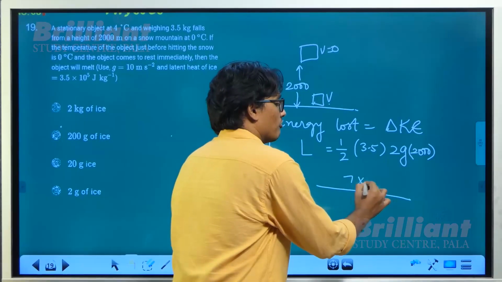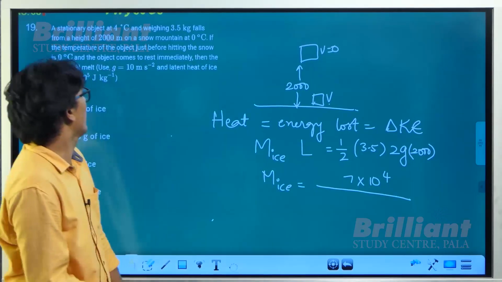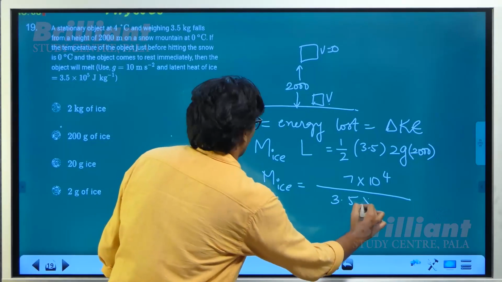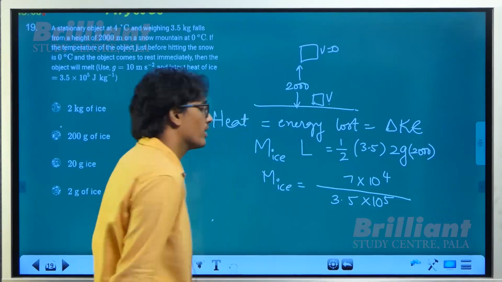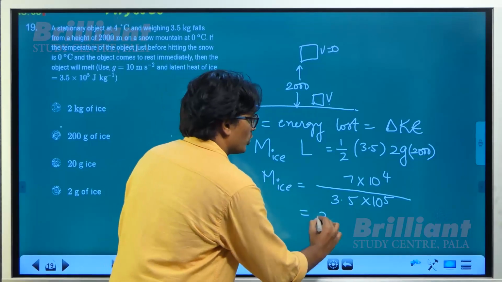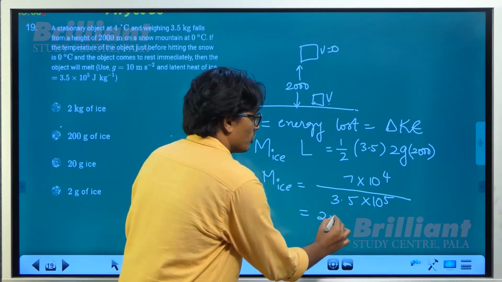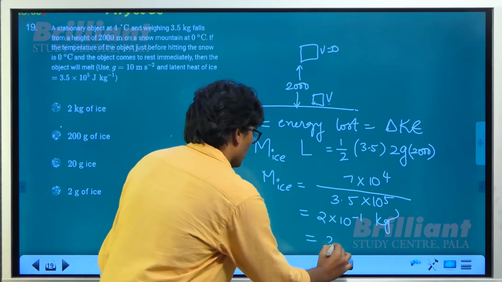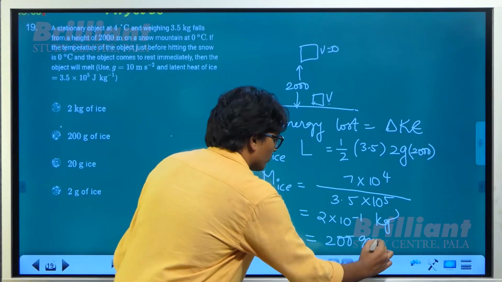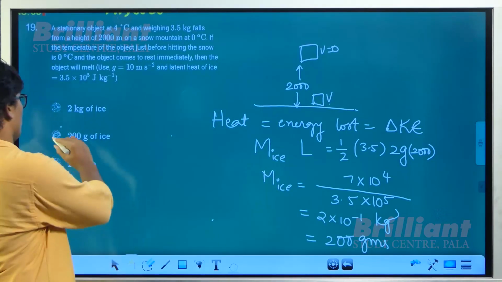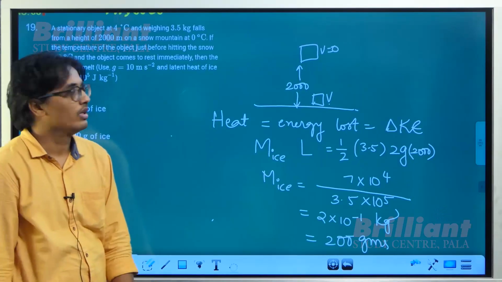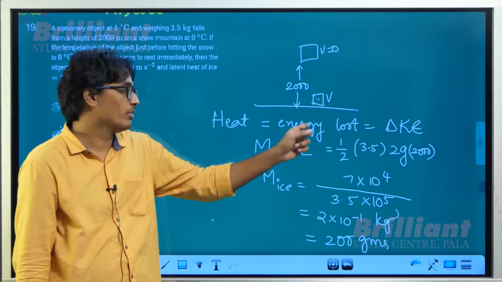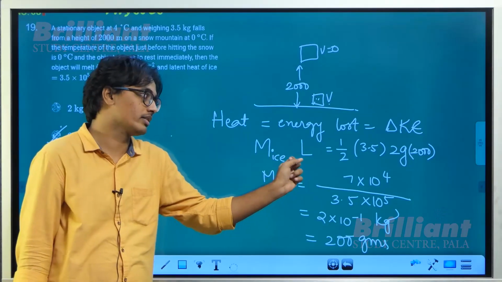So you'll get mass of ice as 7 into 10 power 4 by L. L is given as 3.5 into 10 power 5. So you'll get 2 into 10 power minus 1 kg, or around 200 grams of ice. The kinetic energy lost by this will be converted into heat, and that heat will melt ice.